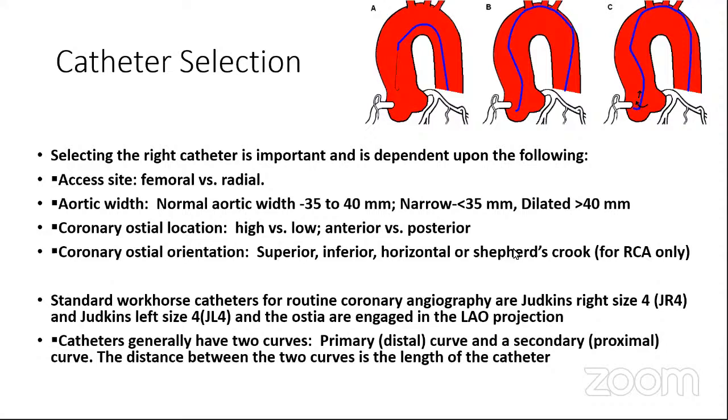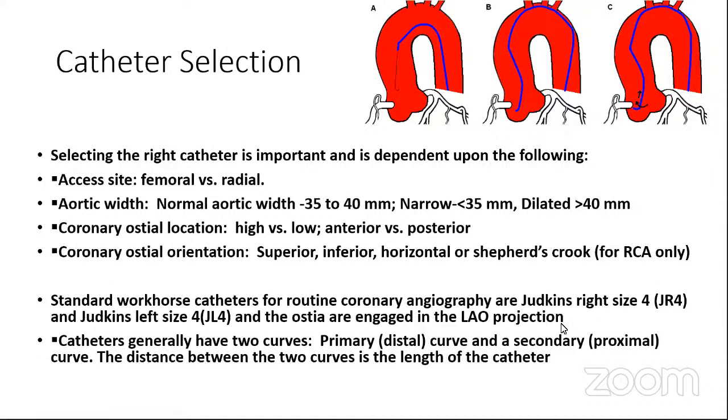The standard catheters for routine angiography are the Judkins catheters, Judkins right, or the JR, or the Judkins left. Usually size 4 is preferred. Sometimes they use size 3.5. The ostia are engaged in the LAO projection. We're going to talk about the views later.